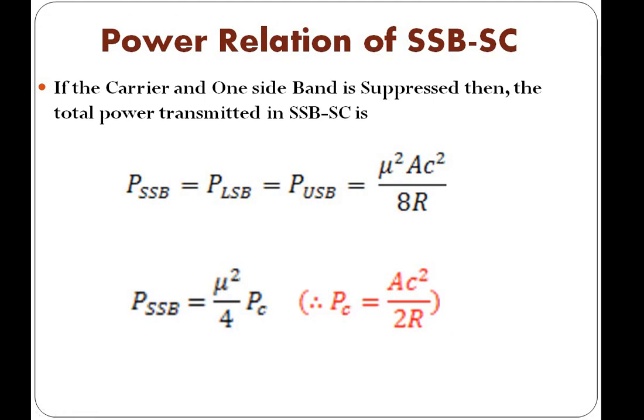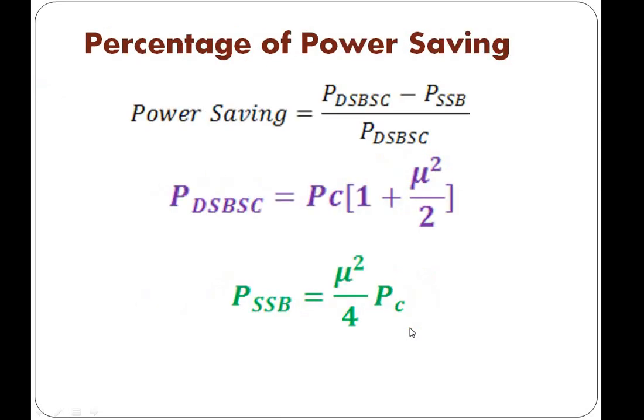Because you have equal and identical power, identical information, the power is given as P_SSB = P_LSB = P_USB, which is μ²Ac²/8R, and that is given as (μ²/4) Pc, as carrier power is given as Ac²/2R. And this is the percentage of power saving.